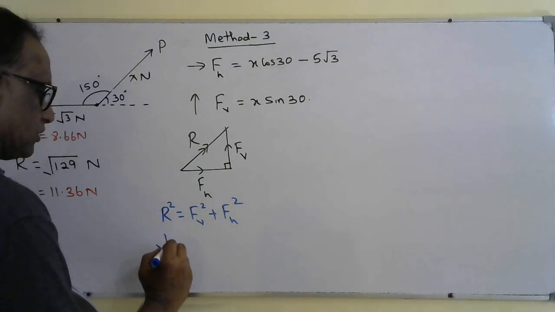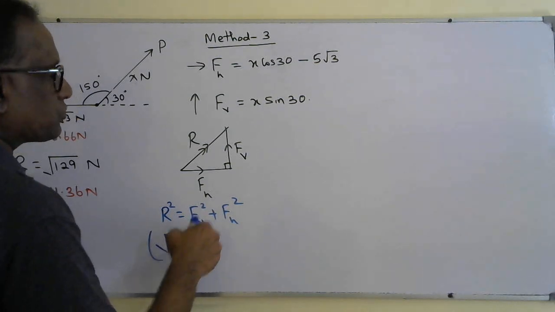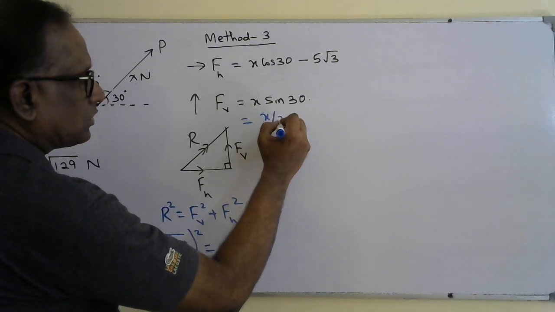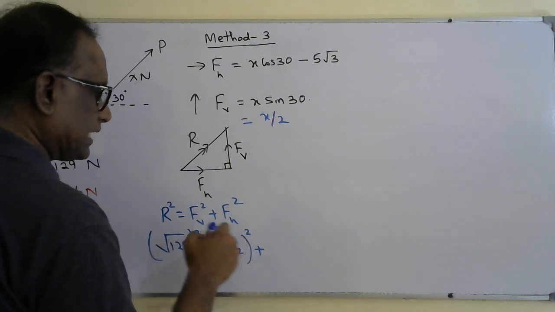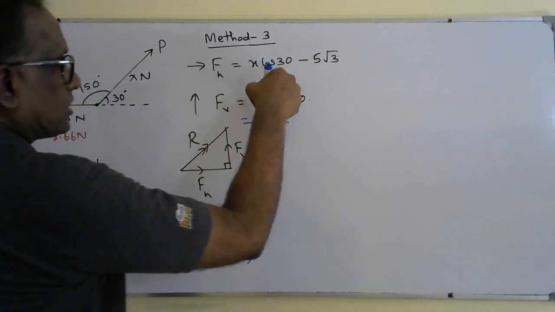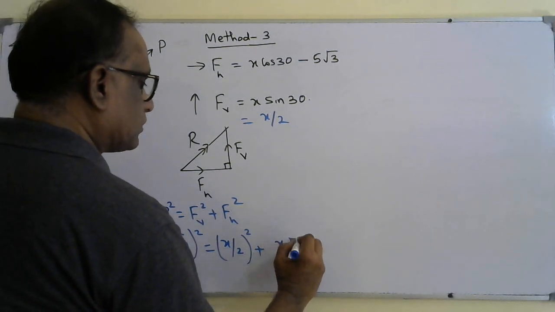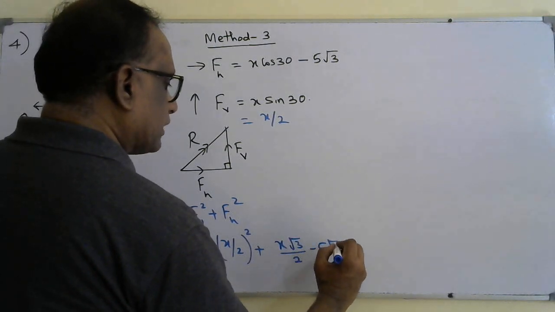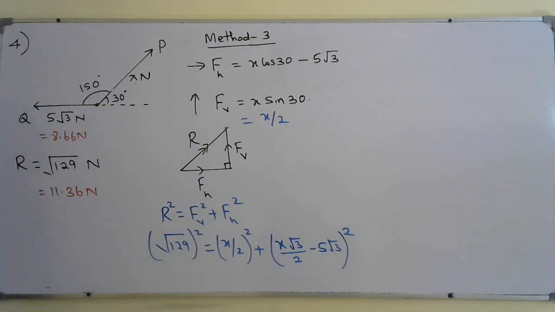R squared is the square root of 129, squared. FV squared: FV is x sine 30, so sine 30 is equal to half, so x by 2. So that is x by 2, all squared, plus FH, which we found: x cos 30 is root 3 by 2, so x root 3 by 2 minus 5 root 3, all squared. Okay, so we have to solve it. We are going to get a quadratic equation when we solve it.